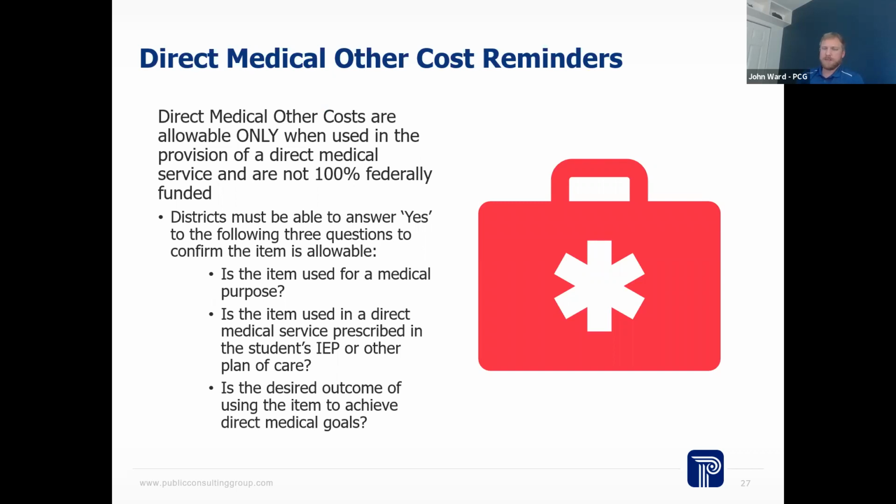Direct medical other costs, same with payroll costs, as well as really any item you see on your cost report: 100% net federally funded items or providers should not be reported on your cost report because, at the end of the day, you will not receive any reimbursement for that.